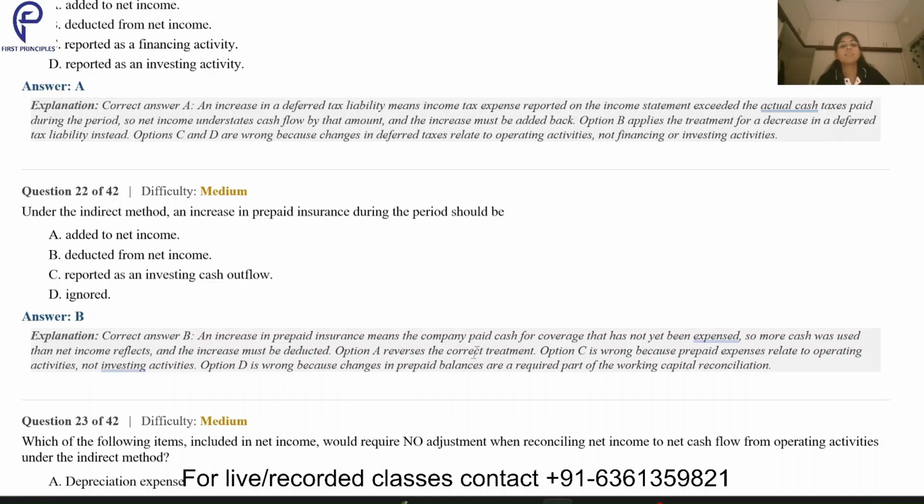So there is an increase in my prepaid expense. It is an increase in my current asset. An increase in current asset should be done what? It should be deducted from my net income. So that's why option B will be my correct answer.